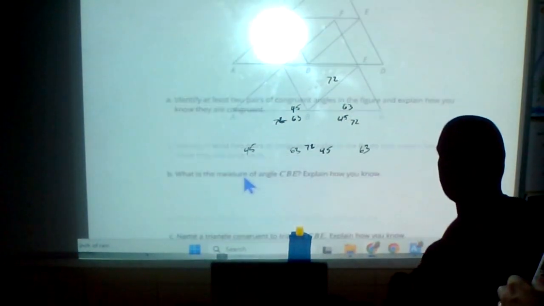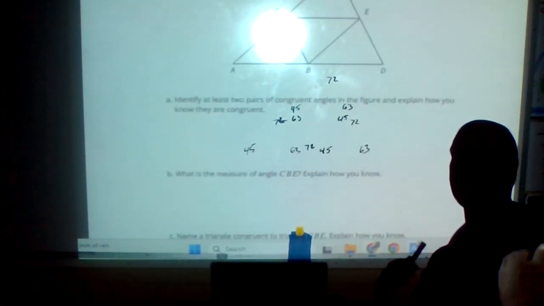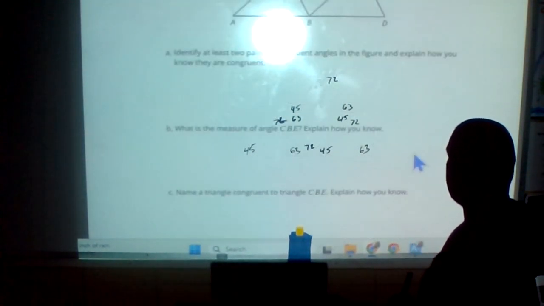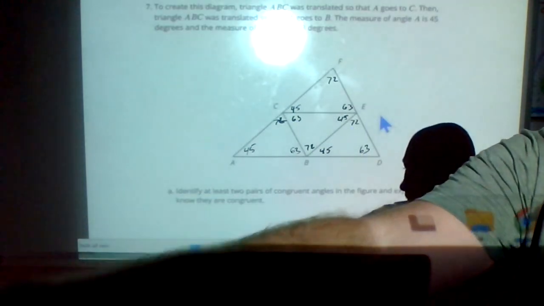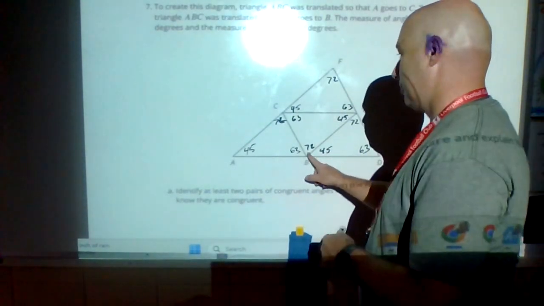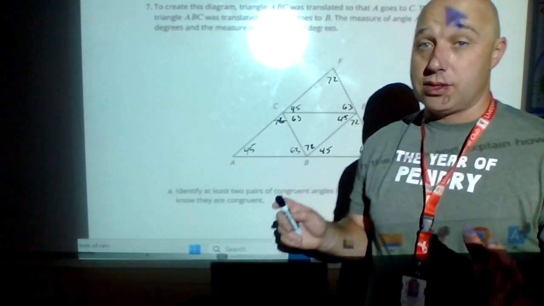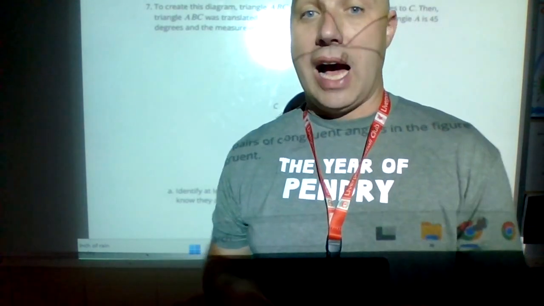Now, I'm going to scroll down and scroll back up so I can read the question to you, and then we can go back up, okay? So it says, what is the measure of CBE, and explain how you know. So it's asking us for this angle right here. We already filled it in. We know the answer is 72. Great. How did we know?